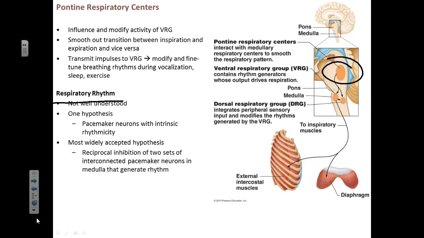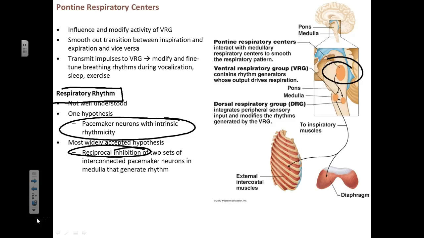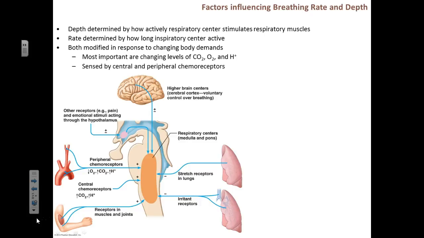What sets up respiratory rhythm? We don't really know. One of the hypotheses is that there are pacemaker cells that set up the rhythm, like the ones in the heart. Another idea is that there is a reciprocal inhibition of neurons, neurons that inhibit each other and essentially regulate breathing rate. If it starts to increase, they will decrease it. If it starts to decrease, they will increase it. Although we don't really know the exact mechanism.